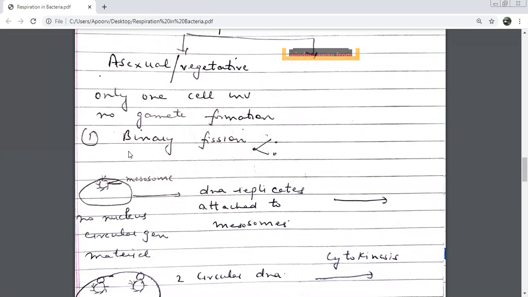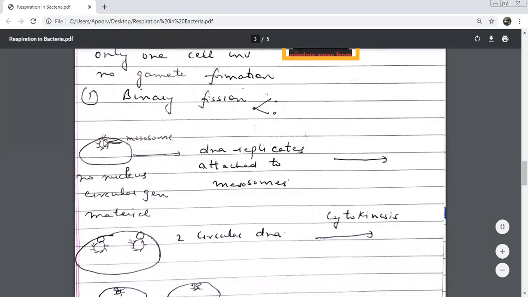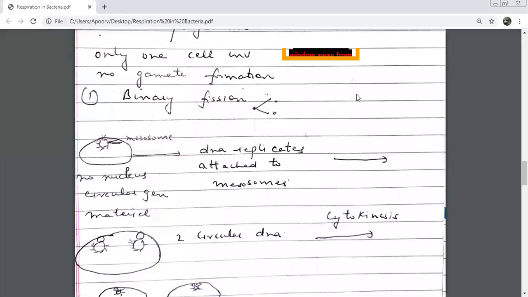I'm sure everybody knows what binary fission is. One cell, one organism, dividing and forming how many? Two. Now try to understand a little about binary fission. We know that there is no nuclear membrane in bacteria. Sorry, I said amoeba again and again, it's bacteria. So this is your simple bacterium.